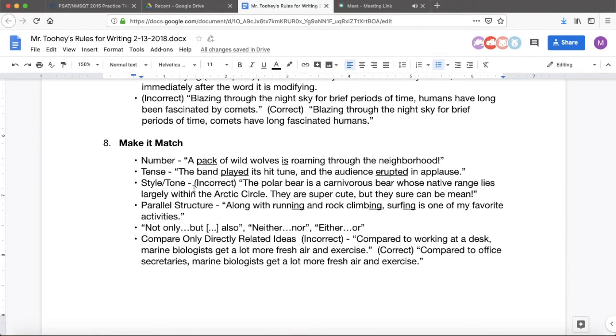Okay? So, Blaze, go ahead and read that first rule. Make it match number. We're talking about matching subject and verb in number, that is the singular or plural form. Go ahead and read that example. Okay. Number. A pack of wild wolves is roaming through the neighborhood. Okay, good. What is the subject, Blaze, of that sentence?